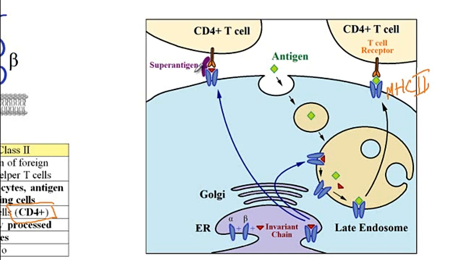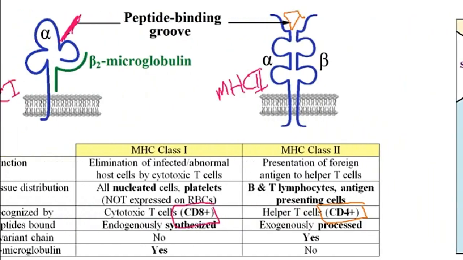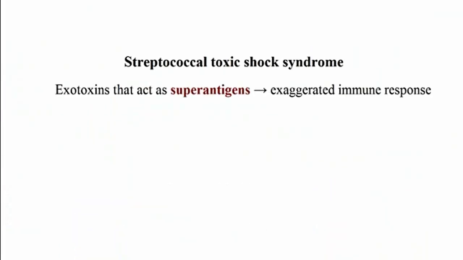Now with superantigens, what happens is that they bypass all this processing, and so therefore they would be able to directly link MHC2 with the CD4 positive T cell receptors and mount a severe immune reaction, as a consequence of which patients present with toxic shock syndrome. So back to the topic.